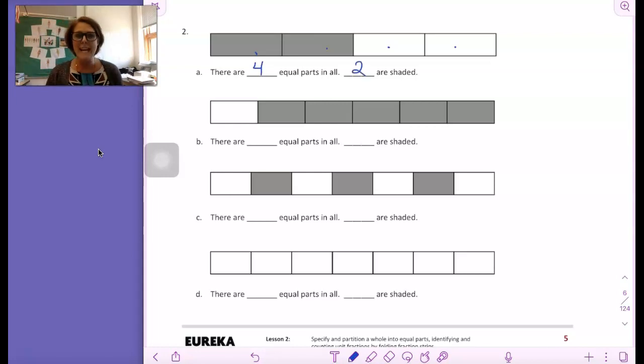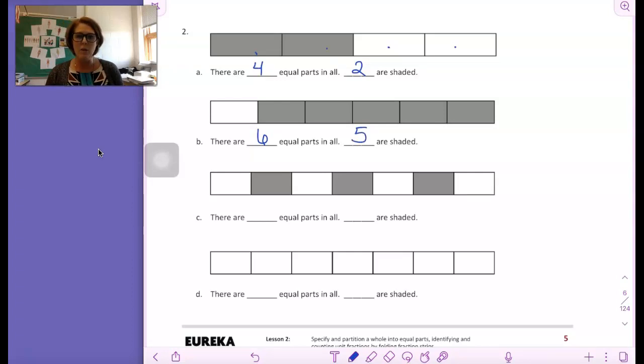2 are shaded, right? Letter B, let's count the equal parts. 1, 2, 3, 4, 5, 6. So there are 6 equal parts. And how many are shaded? 5.